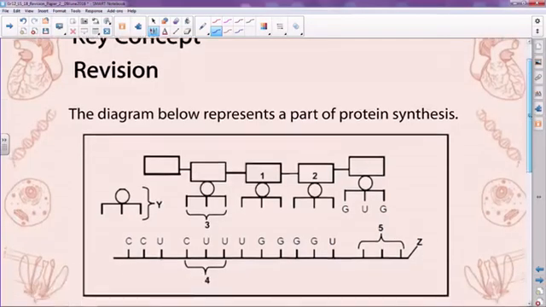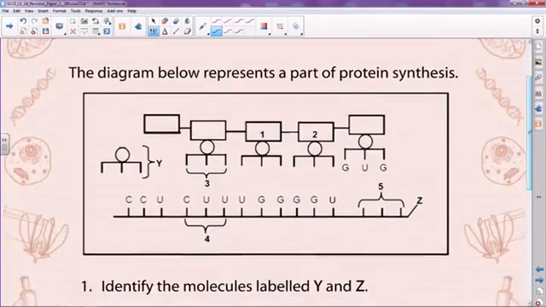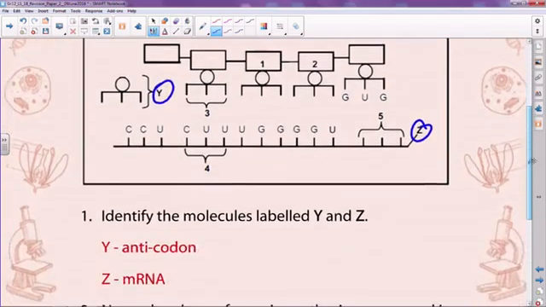Let's have a look how you did. These are not as difficult as you think. First question, identify labels Y and Z. So there's Z and there's Y. First of all, Y is an anticodon, and it's also called tRNA. It's an anticodon because it's got 3 bases, and it's a tRNA molecule.